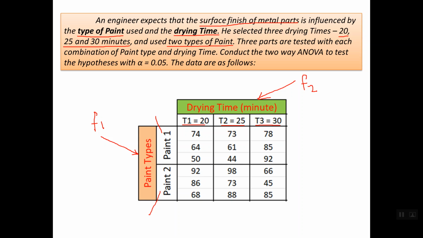And inside this table we have the records. For example, we have 3 metal parts. We used paint 1 and drying time for 20 minutes. And these are the records for the finish of the metal parts. So we have 3 observations in each subgroup.